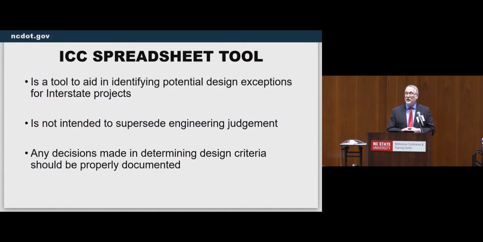The ICCC Spreadsheet was developed as a tool to aid in identifying potential design exceptions on interstate projects. It is not intended to supersede engineering judgment, and it's not required but encouraged on all interstate projects, since it can help identify potential design exceptions early in the plan development process.